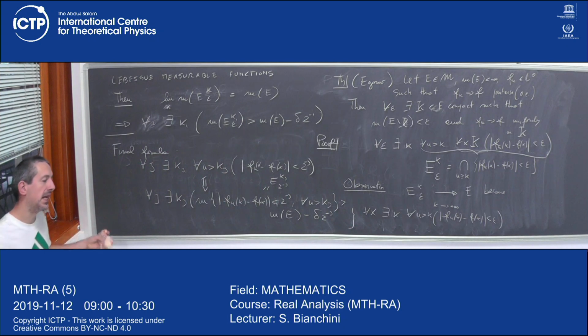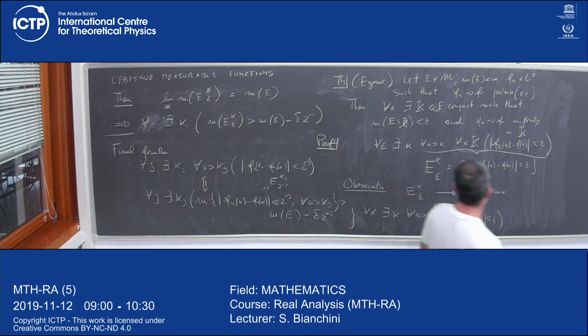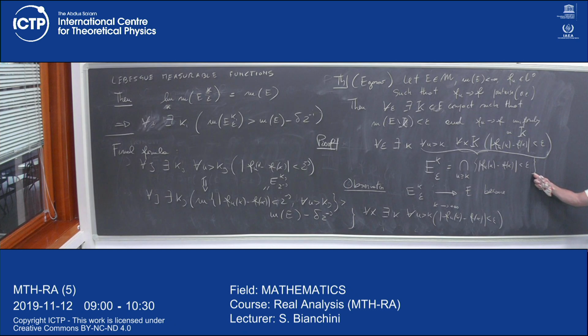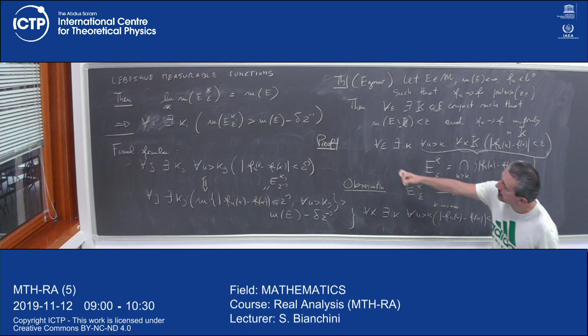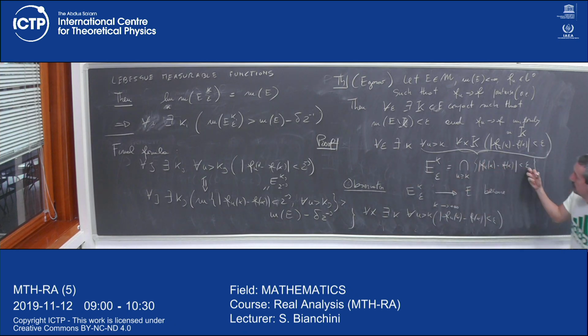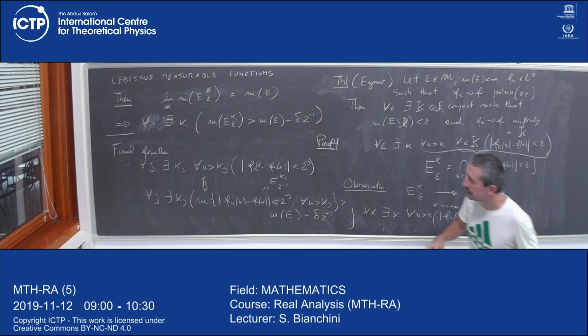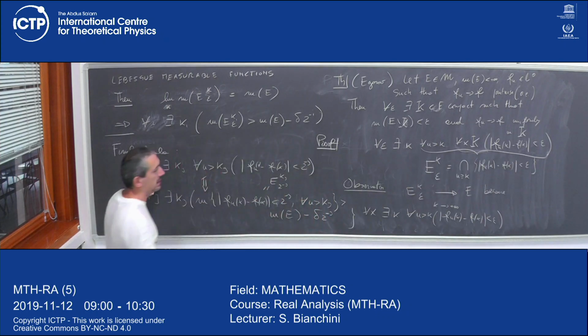Sorry, the formula is complicated, but let me redo it again. So, I want this set to be large. And I can do that because I know that they converge to E. So now what do I do? I choose a sequence of distances which converge to 0. I need countably many because I want to do some countable operation. And this sequence is 2 to the minus j.